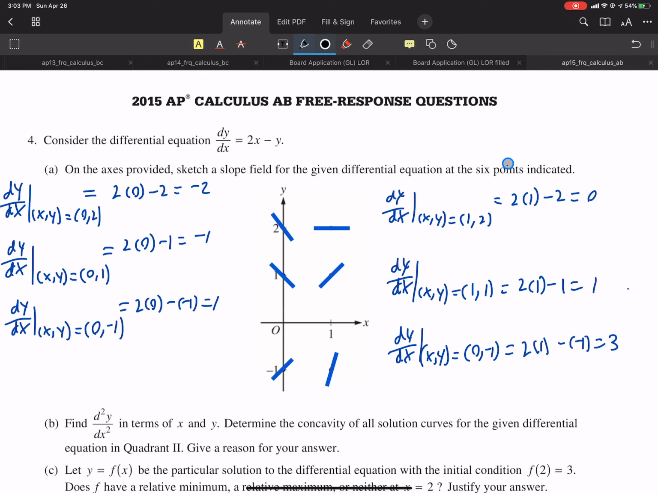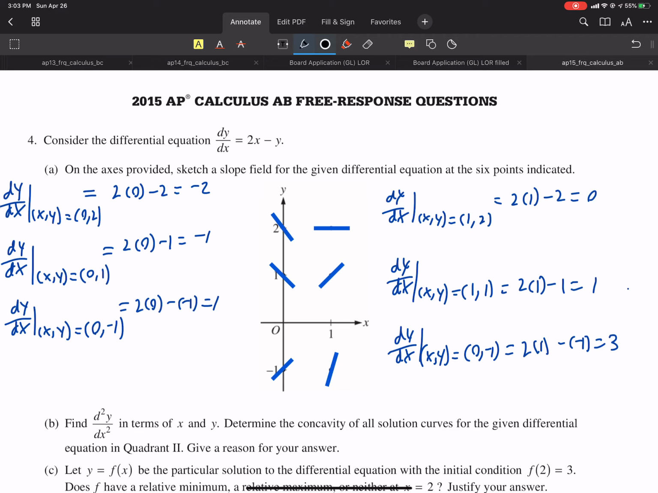We are with 2015 Calculus A, B, and BC question number 4. So I already did some pre-work for you. We're given 6 points and we're asked to draw the slope field. Basically we draw a little line segment with the slope that the curve has at that point. To find the slope, use the derivative because the derivative tells you the slope of the tangent line.